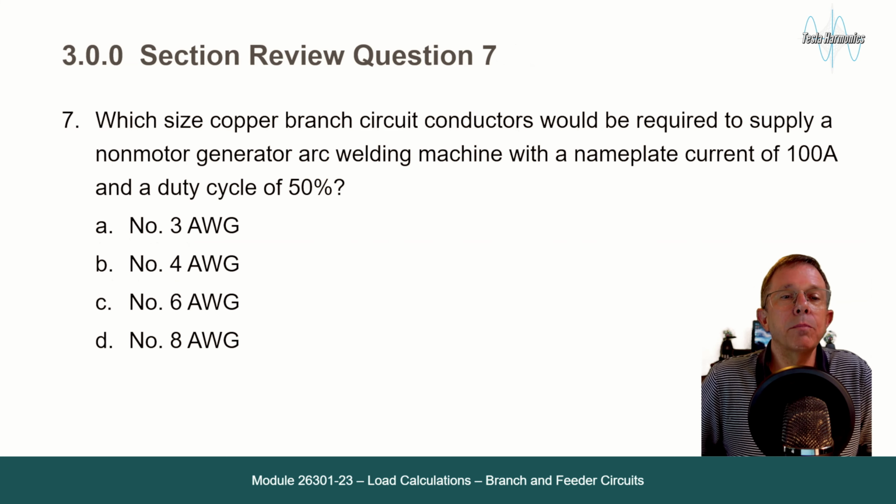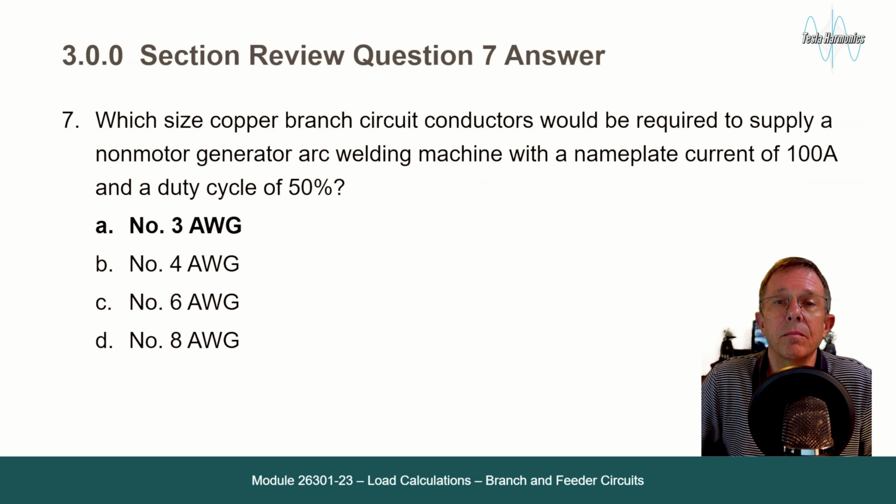What size copper branch circuit conductors would be required to supply a non-motor generator arc welding machine with a nameplate current of 100 amps and a duty cycle of 50%? Would that be number 3 AWG, number 4 AWG, number 6 AWG, or number 8 AWG? That's going to be A, number 3 AWG.